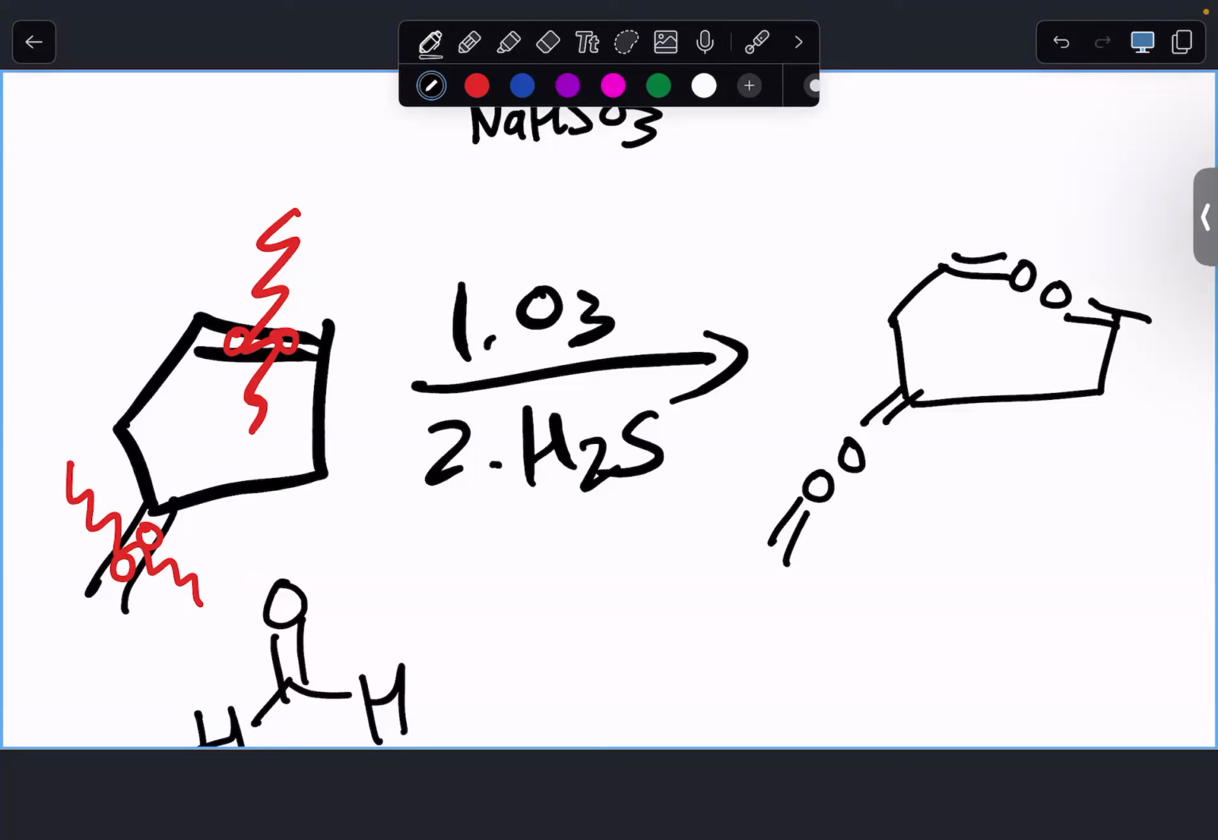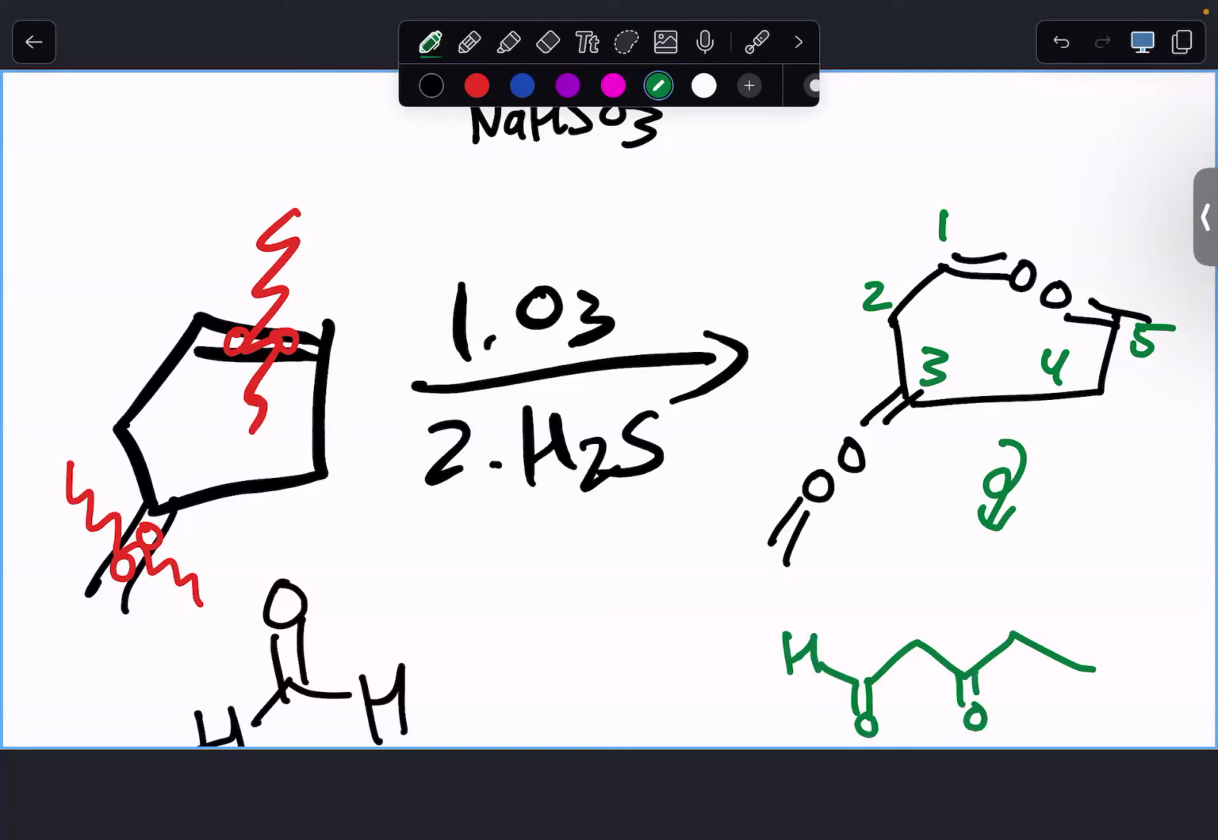So if you view your answer, this is correct. But if you want to make it more aesthetic and you have more time, you could number it 1, 2, 3, 4, 5 and redraw that. At carbon 1, there's an aldehyde. At carbon 3, there's a ketone. At carbon 5, there's an aldehyde. And this right here is the formaldehyde. But you don't have to redraw it. You can leave it as this, which is the exact same thing as that.